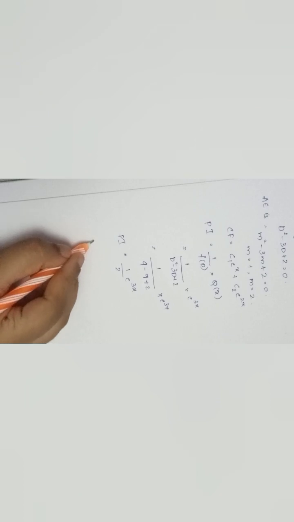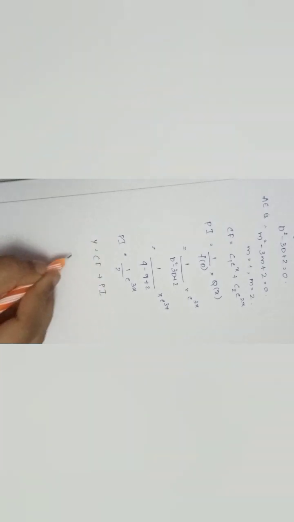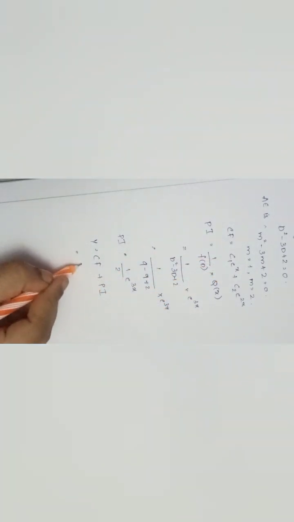So the general solution is y equal to CF plus PI. That is, CF is C1 e raised to x plus C2 e raised to 2x, plus the particular integral 1 by 2 e raised to 3x. So that's the answer.